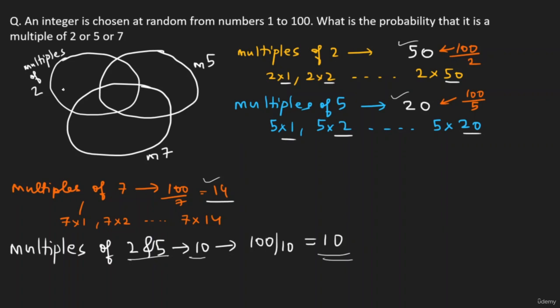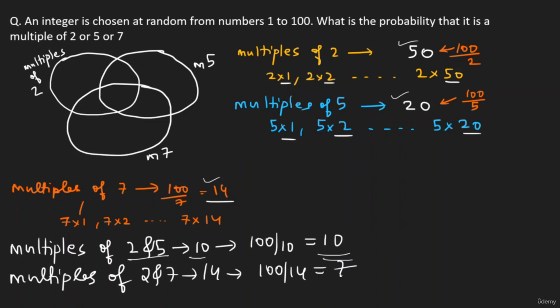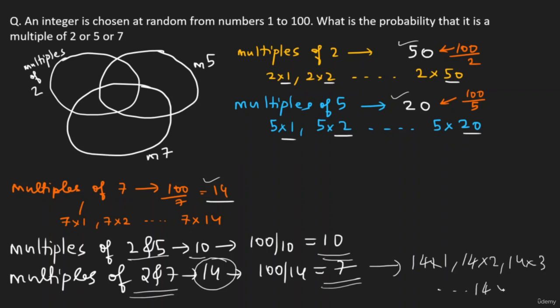What about 2 and 7? How many multiples are there? You can see that there are 7 multiples which are multiples of 2 and 7, because when you want to find out multiples of 2 and 7, you just need to find out multiples of 14. So this one over here is 14 into 1, 14 into 2, which is 28, 14 into 3, etc. up to 14 into 7. 14 into 7 is 98. So 1, 2 up to 7. So we have 7 multiples which are multiples of 14 up to 100.